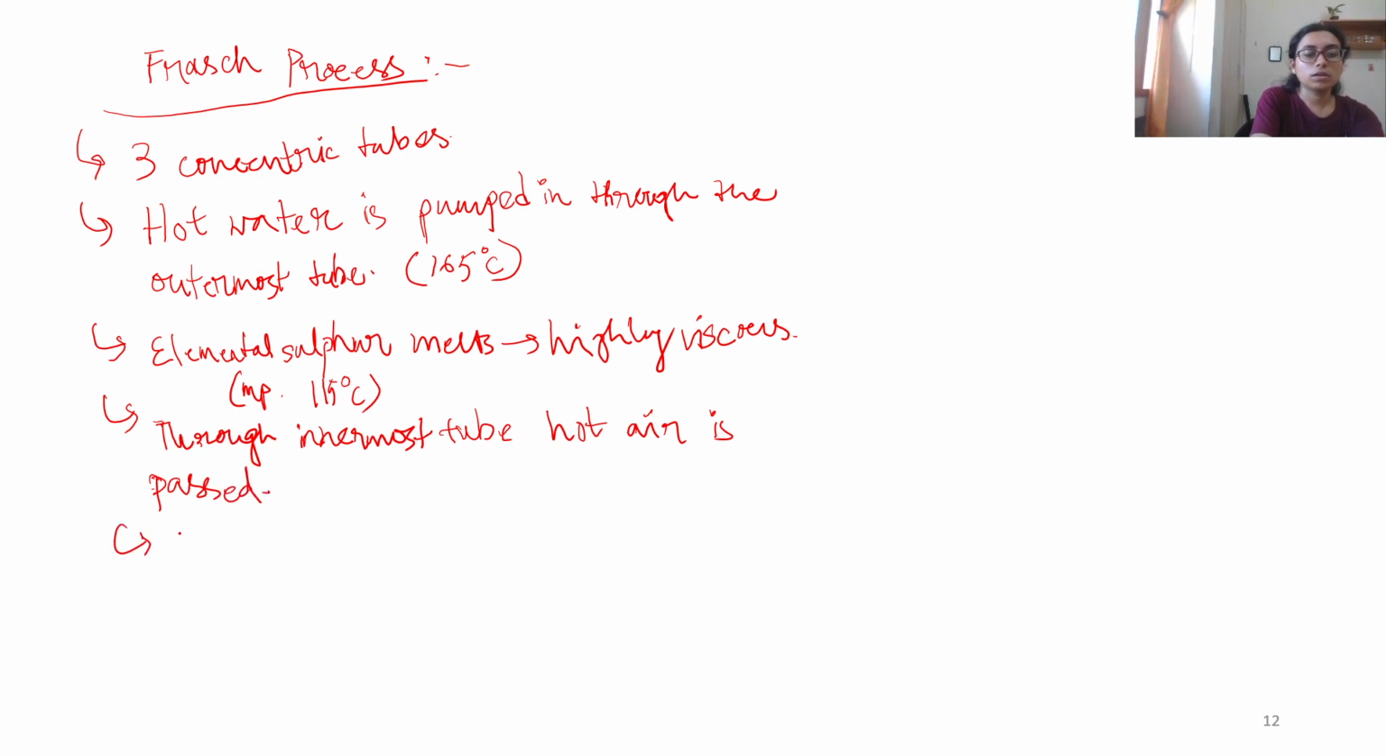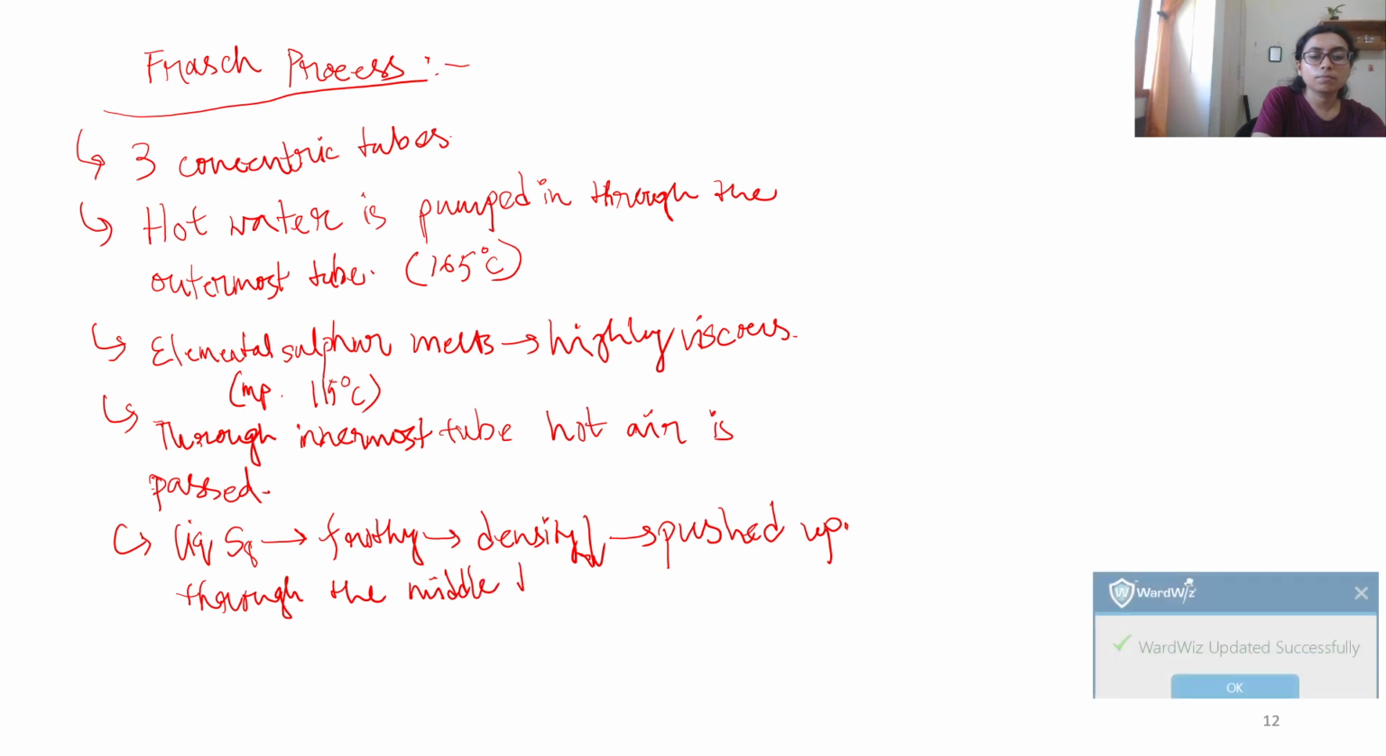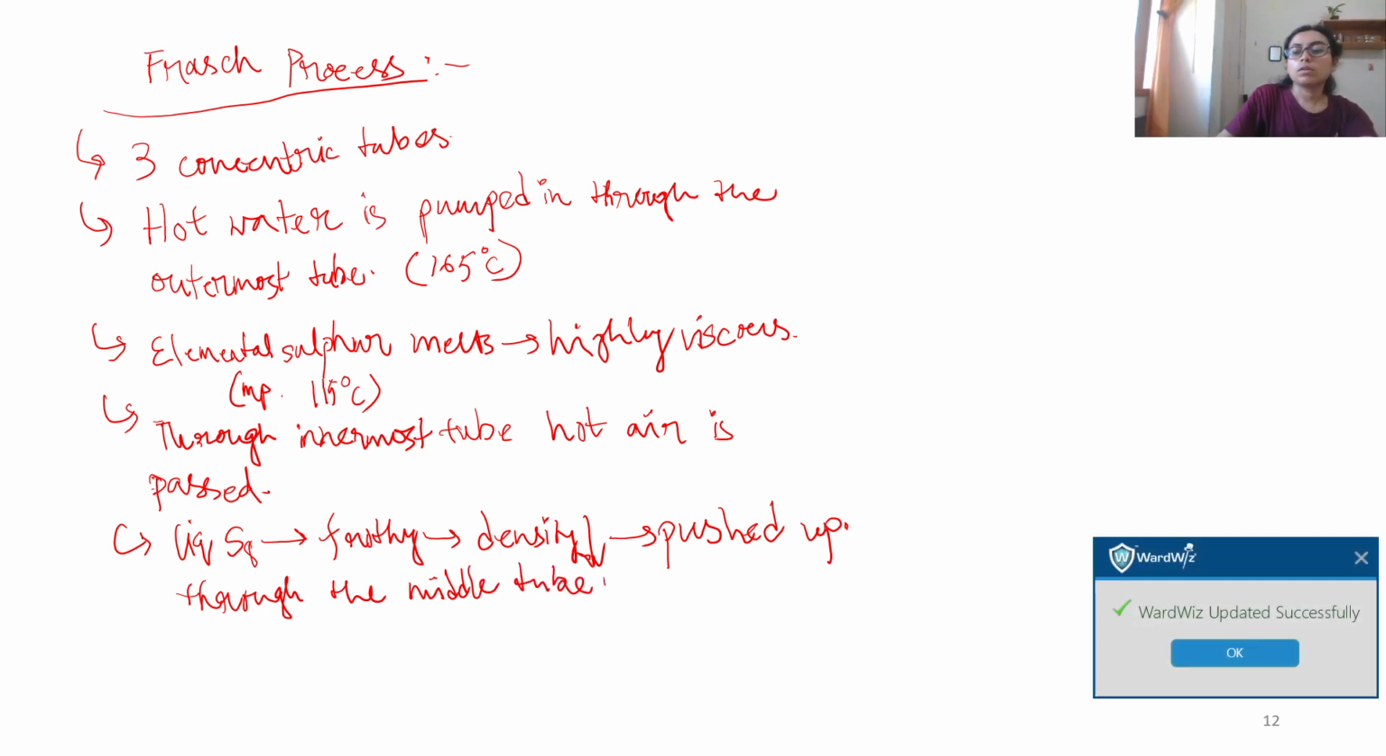Then the liquid sulfur will be frothy, its density will be decreased, and it will be pushed up through the middle tube.